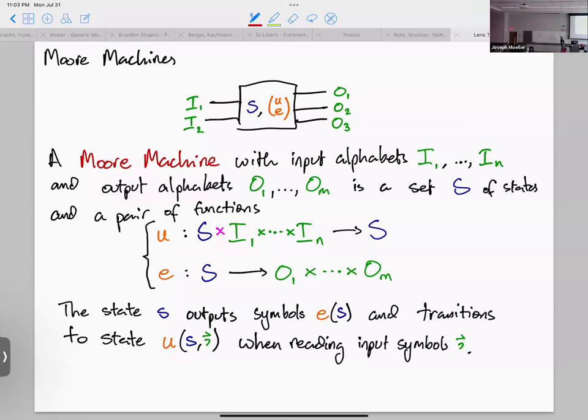So that box up top has two input symbols and three different output symbols living in those various sets. Okay? And then its dynamics is given by two functions, a U and an E. The U takes in a state and a bunch of input symbols and gives you the next state we'll transition into. And the E just outputs the current output that you have for this given state. Okay. Are there any questions with this kind of concept?